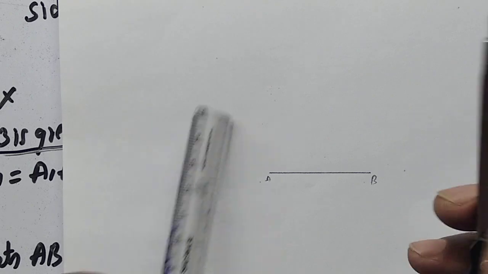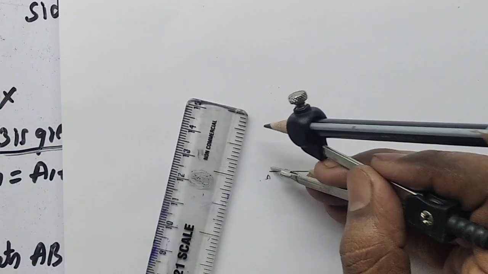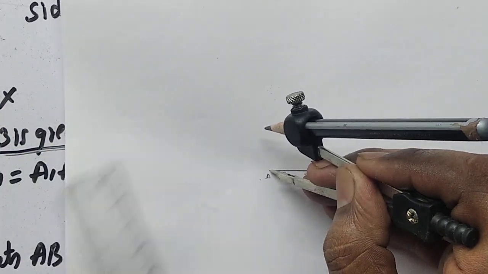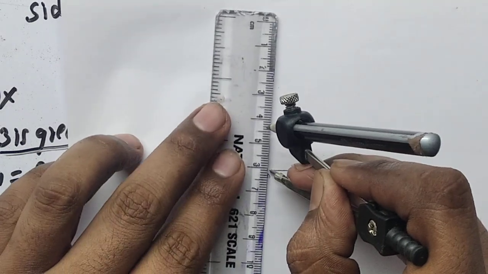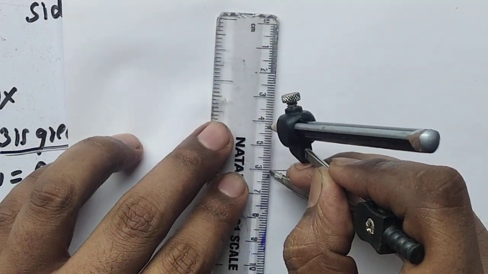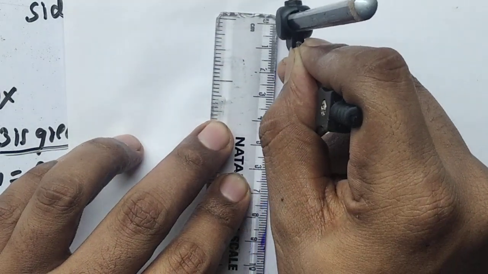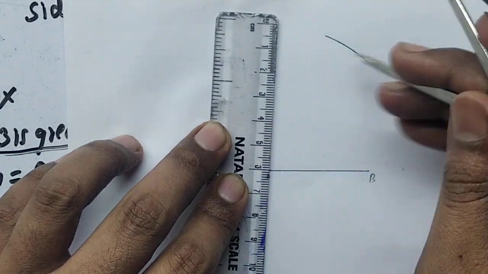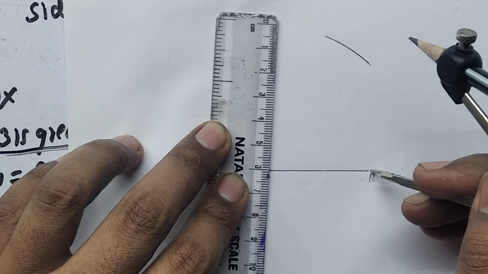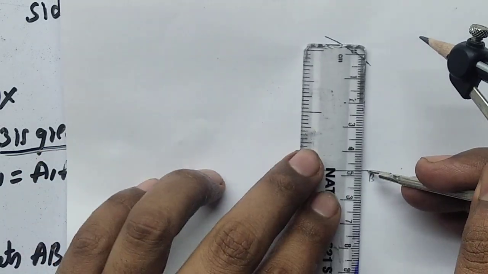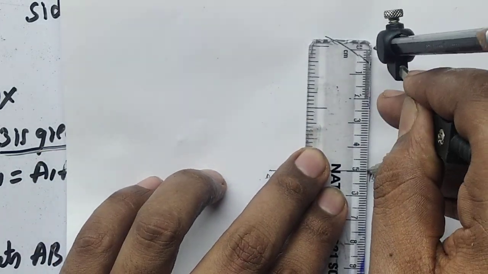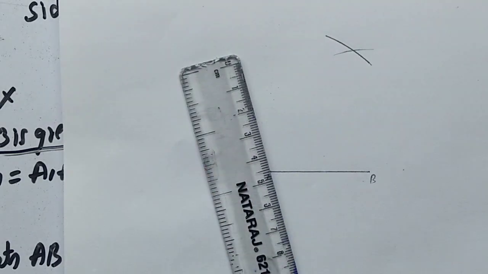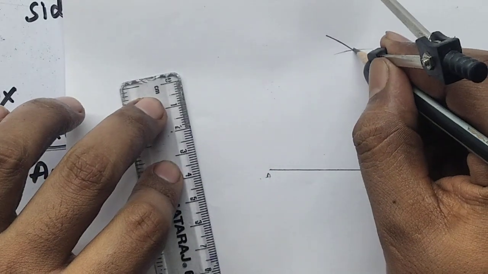Next I am just taking the help of a scale. So A as the center and 6 centimeter as the radius. Okay, so I have drawn an arc. Then from B as the center and 5 centimeter as the radius, I will be drawing another arc. So this will be the point C.